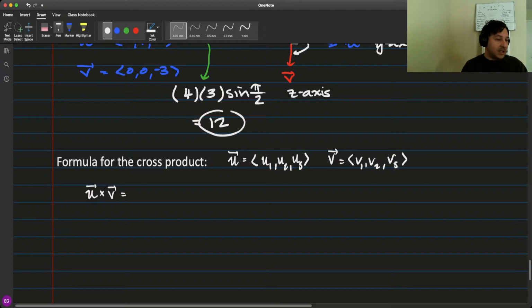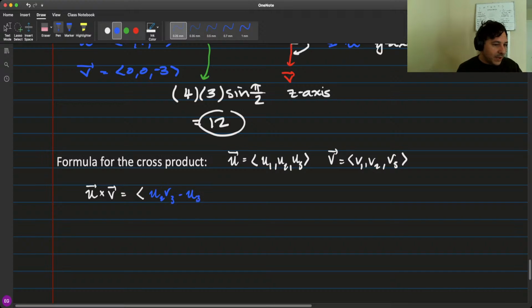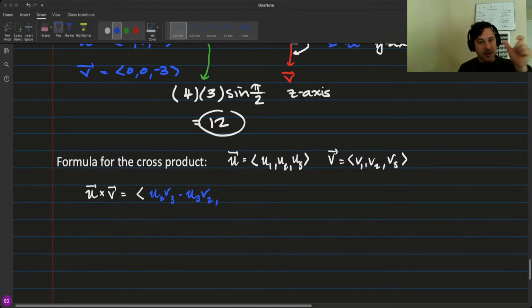is really interesting. You get a new vector where, if you're working on the first component, it will involve the second and the third component. You take one of them at a time and subtract the other one. So u2 v3 minus u3 v2. Notice I'm doing the first component. It uses the second and third components, and they come in pairs.